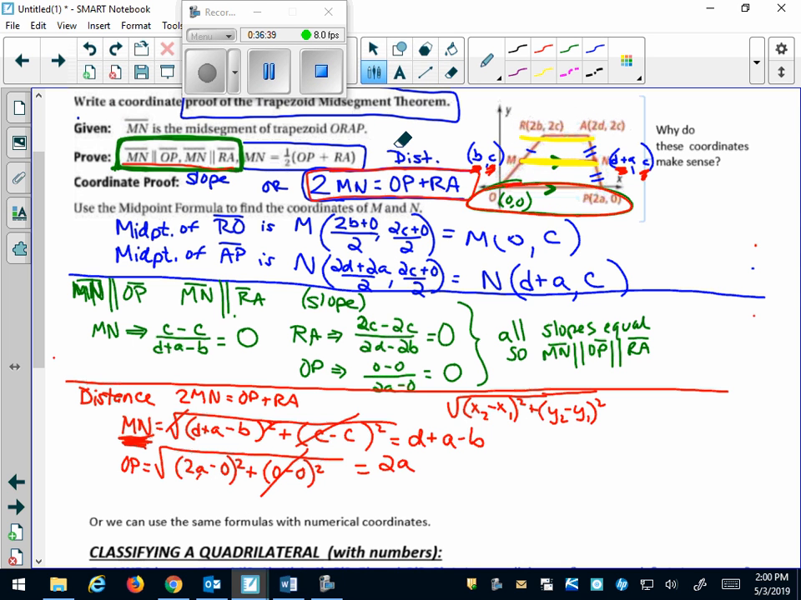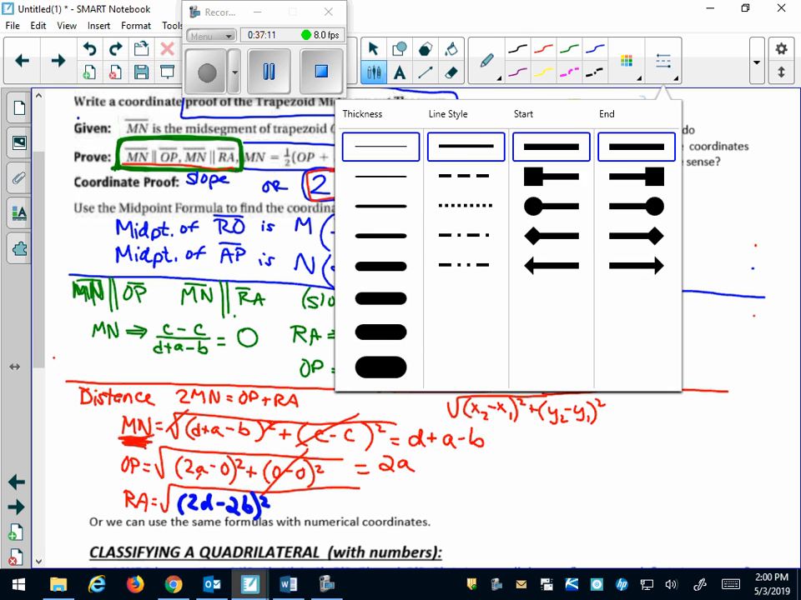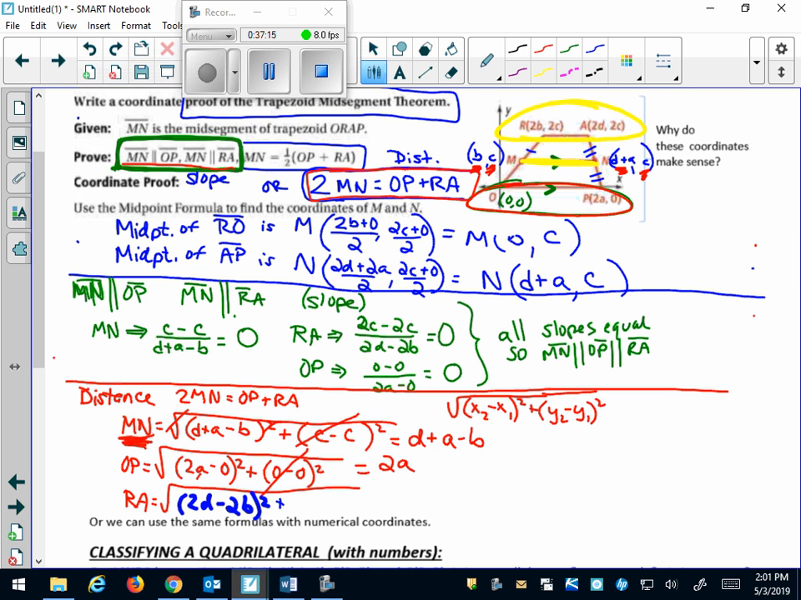All right, one more. We've got the length of RA. So now we're back up here. We're going to use those two again. Subtract the two x's. So we get 2d minus 2b squared plus 2c minus 2c squared. What's 2c minus 2c? 0, so that cancels out. And again, we got 2d minus 2b squared and square rooted. What are we left with? Good, 2d minus 2b.